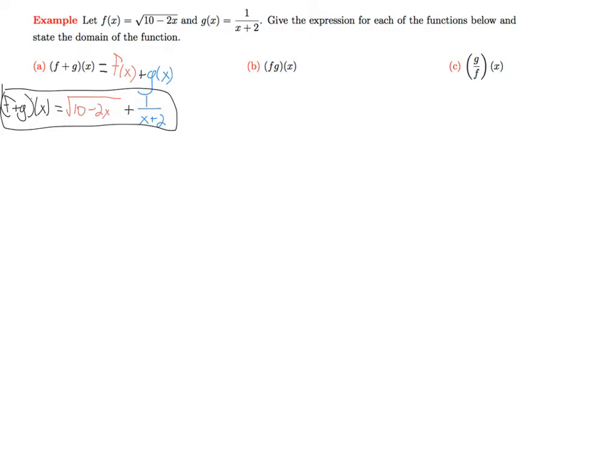Now let's think about what values of x make sense to plug into this function. What's the domain of this new function? The only way that we're going to get an output of this function is if I take a value of x, plug it into f, and get an output from f. In other words, the square root of 10 minus 2x gives me a defined value, and I take that same value of x and plug it into g, 1 over x plus 2. As long as I'm able to evaluate both f and g, I'm going to be able to add those values together.